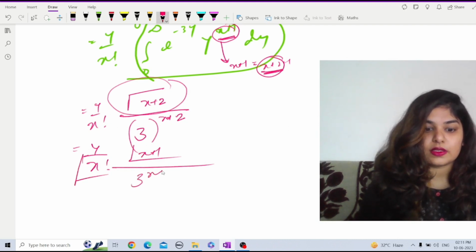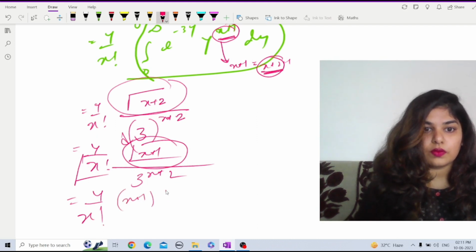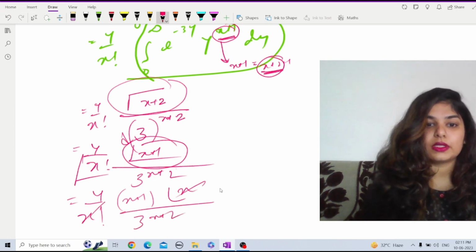So this is 3 of x plus 2, right? Now in the next step, what can we write down? If we again calculate it, what do we have? F by x factorial, and this is x plus 1 of gamma of x plus 1, so that becomes this, and sorry, this is x. This gets cancelled, and we have 3 of x plus 2, correct?